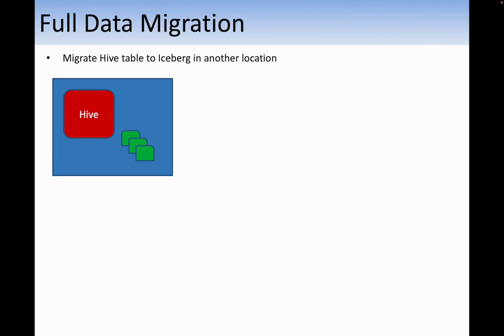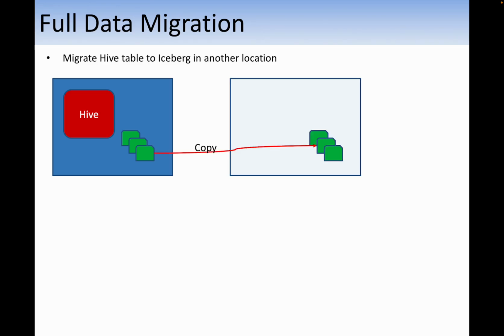So what is a full data migration? Migrate Hive table to Iceberg in another location. Let's say you have a Hive table with data files and we want to migrate Hive to Iceberg but in a different location. A different location can be within HDFS or maybe a different location in S3 bucket or maybe Ozone or any other object store.